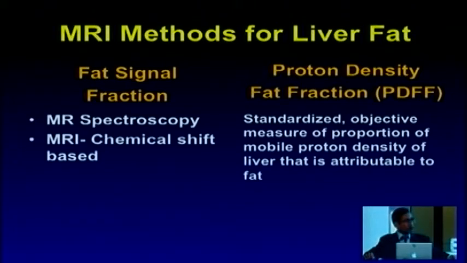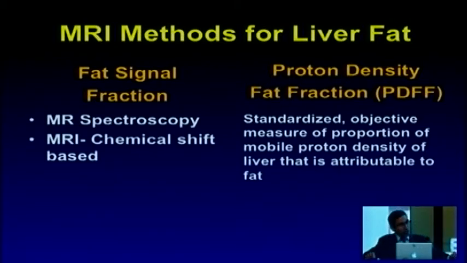One is measuring the fat signal fraction. Please note that signal fraction or the fat signal intensity is an imaginary number. There is no quantifiable physical attribute to it. It's a number, imaginary number. We compare that as a signal fraction. And the methods which use this fat signal fraction are MR spectroscopy and chemical shift-based techniques, or the MRI techniques.